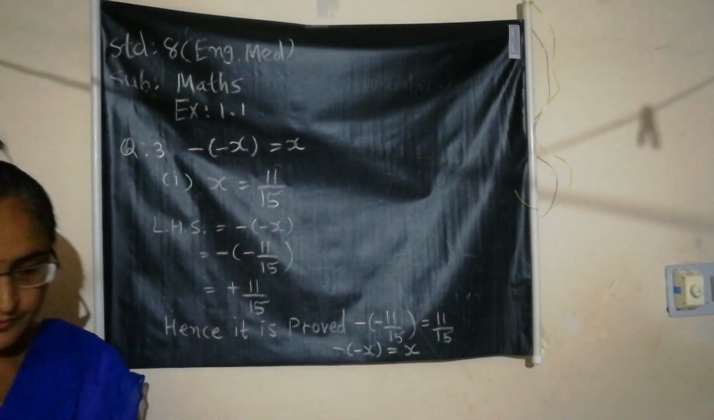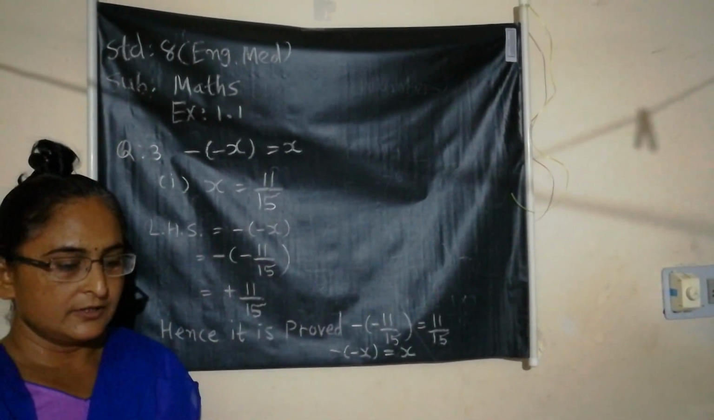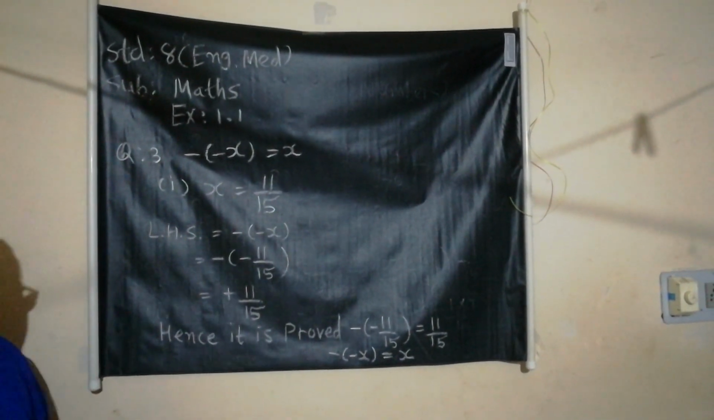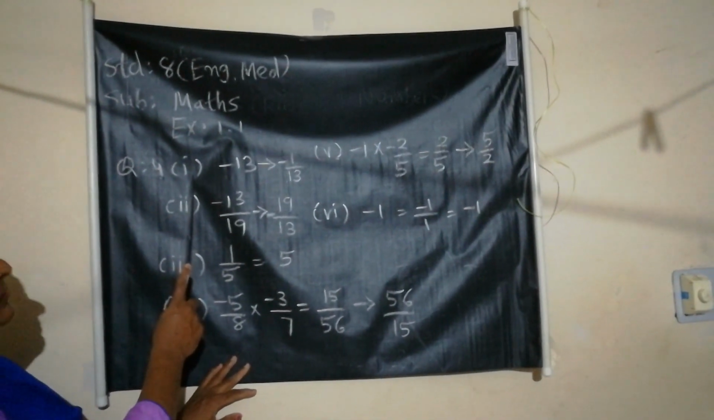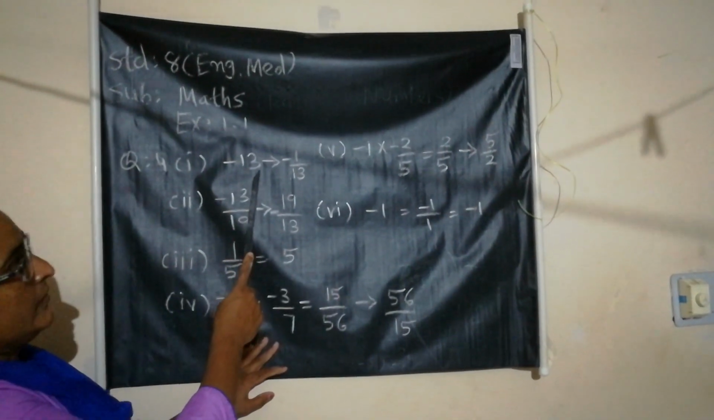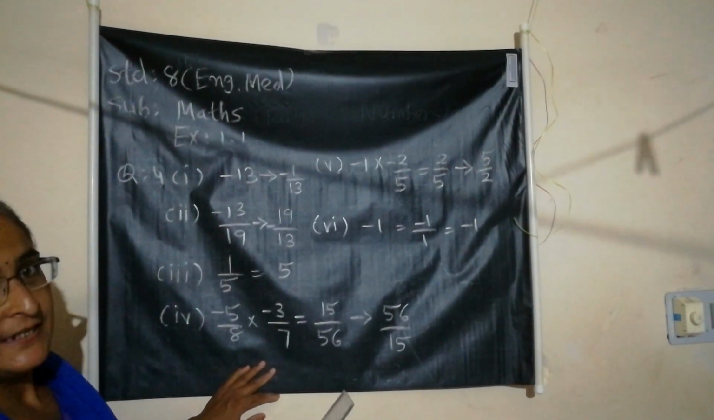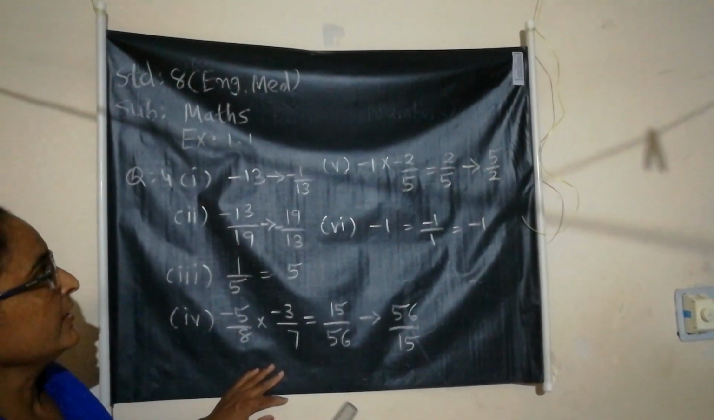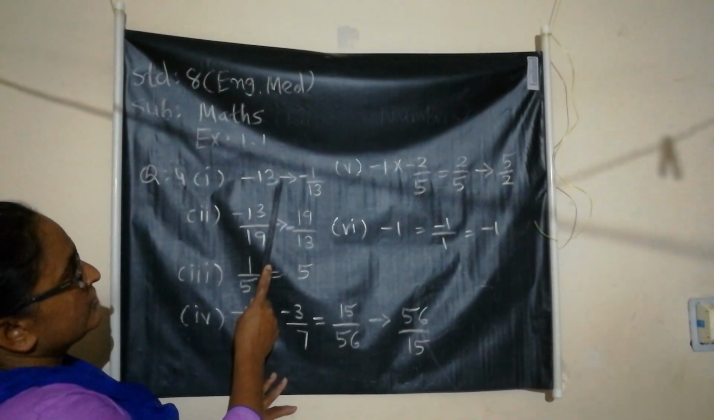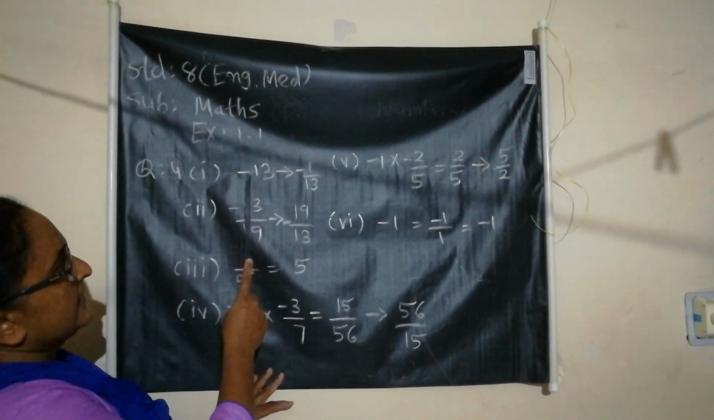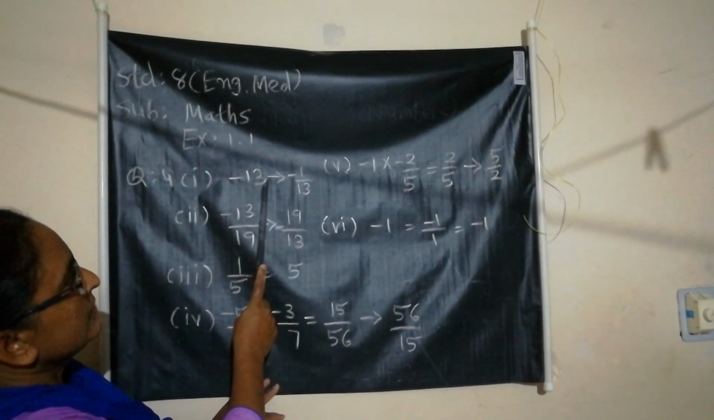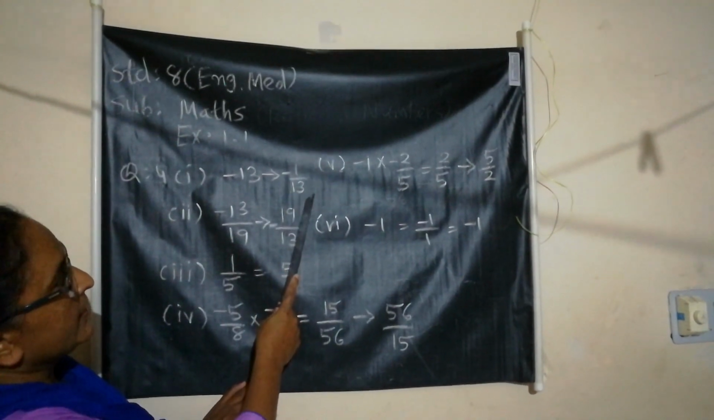Now, question number 4. Find the multiplicative inverse of the following. In question number 4, you have to write the multiplicative inverse of the given number. In the multiplicative inverse, we do not change the sign of the number, but we only change the numerator and denominator. Negative 13, no denominator is seen, but there is 1 as the denominator. Therefore, the multiplicative inverse of negative 13 is 1 upon negative 13.